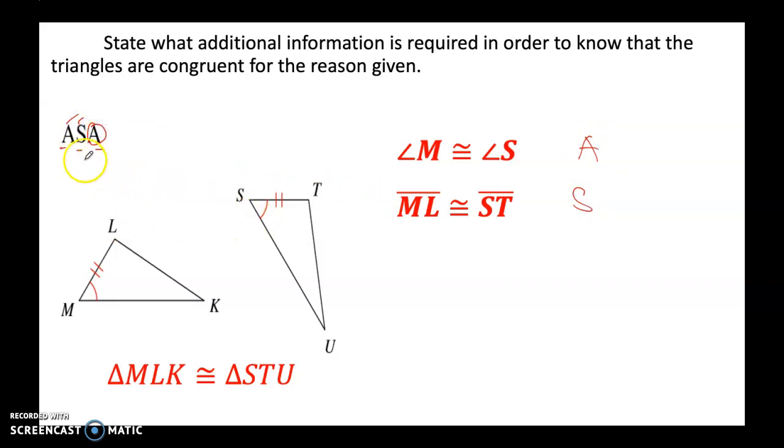But the second angle should make the side included. Since this is segment ML, to make segment ML included, we need angle L for triangle MLK, and we need angle T for triangle STU. So we have angle L congruent to angle T to prove that triangle MLK is congruent to triangle STU.